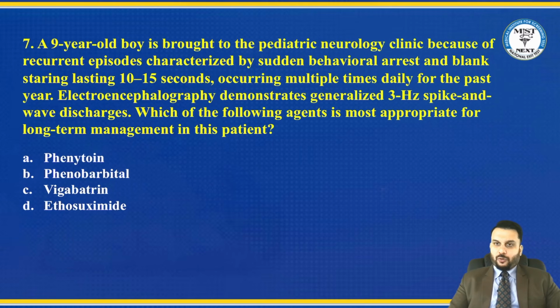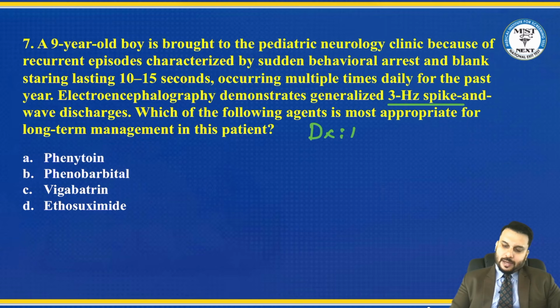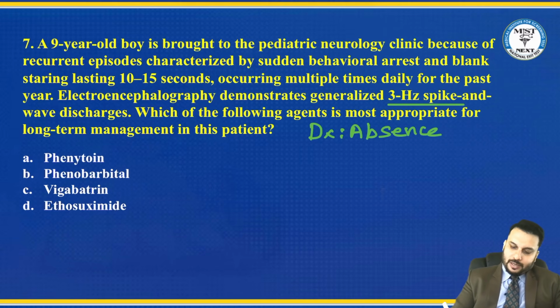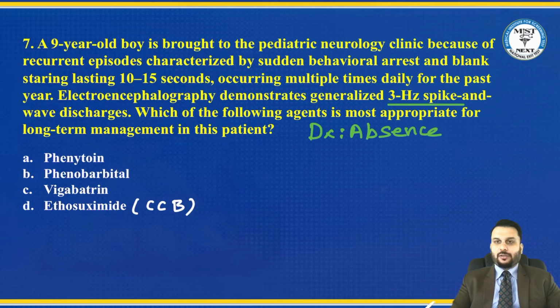Okay, so doctors, as you see this thing here, you must have figured out by these hints like 3 hertz spike pattern, etc., that they're talking about something called absence seizure. Okay, absence seizure. So in the absence seizure, there are two drugs that are used in general. One is called ethosuximide. Ethosuximide happens to be a calcium channel blocker. It blocks calcium channels in the neuron.